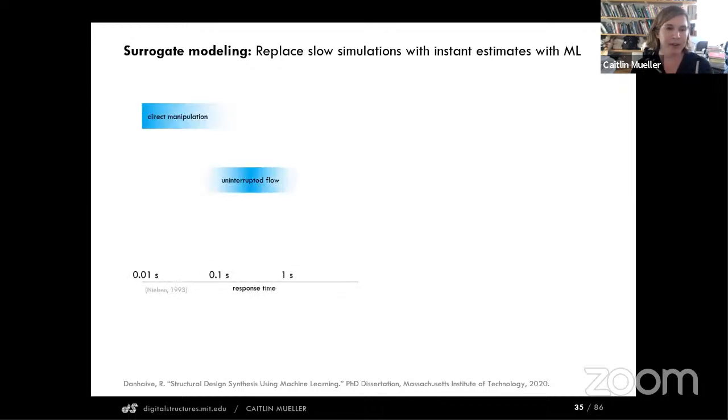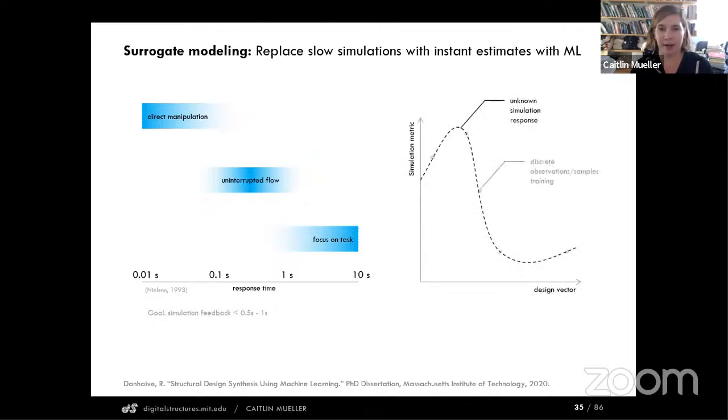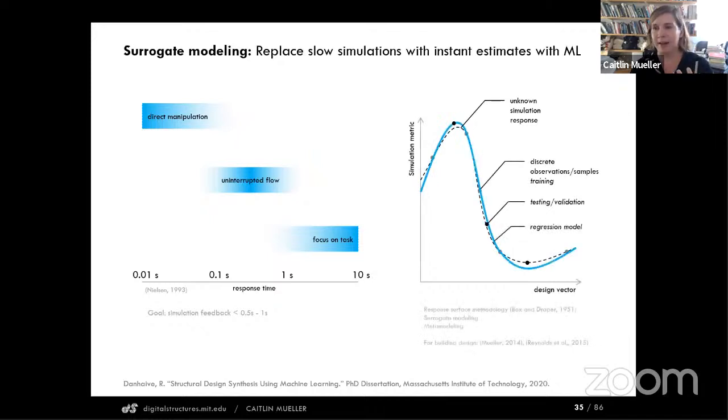And the argument for this, again, is that in a creative design task, we want instantaneous feedback from a computer. I would say 200 milliseconds is a good limit for how much we're willing to wait for the computer to respond if we're trying to stay in the creative flow. Surrogate modeling is really compelling because once you have some training data, you can build an approximate model that then can be sampled instantaneously to give you reasonable estimates of performance and performance metrics in real time.